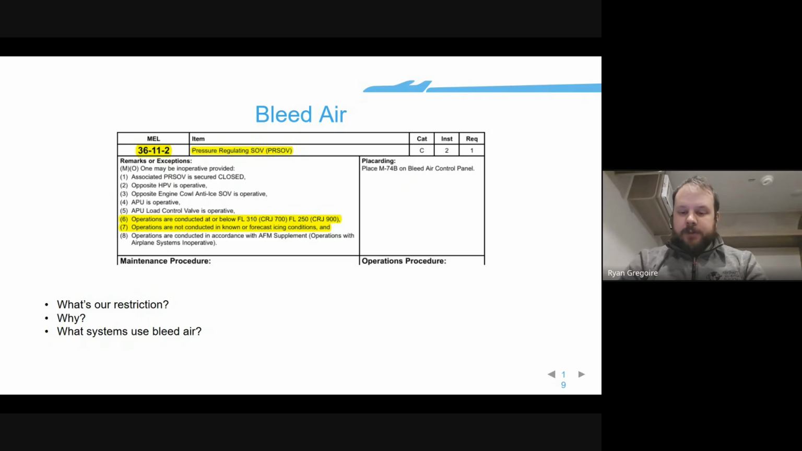All right, let's look at the next one. Operations are conducted at or below flight level 310. Why would we have a flight level restriction on the bleed air system?